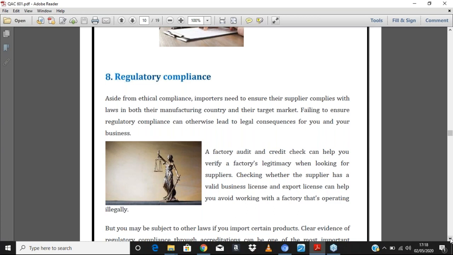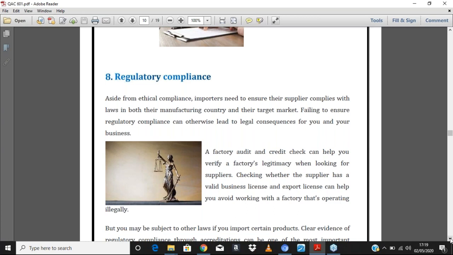So aside from ethical compliance, importers are needed to ensure that their suppliers comply with laws for both manufacturing in their country. For instance, the border was closed recently, and it's not as if you could not bring in goods or services, but there are requirements, there are steps to follow. And if you must bring in, there are duties to pay and all of that. People were trying to cut corners, apart from things that were banned completely. So what are the regulatory requirements for your products?